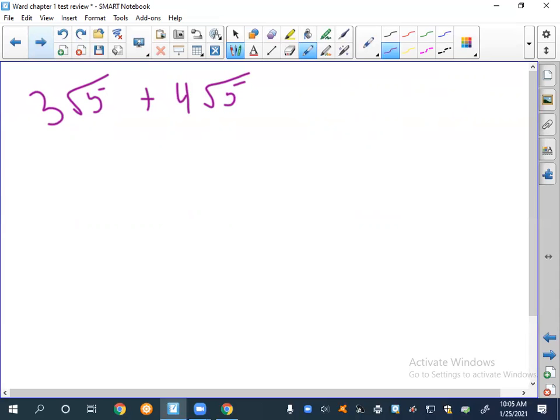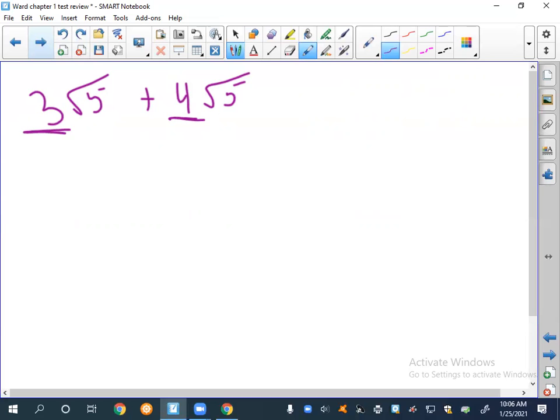Okay, number 1 rule when you're adding and subtracting, your square roots have to be the same. Are my square roots the same on this problem? Yep, I have the square root of 5 and the square root of 5, yes? So I just add the numbers in front. What are the numbers in front? I have a positive 3 and a positive 4, which gives me what?